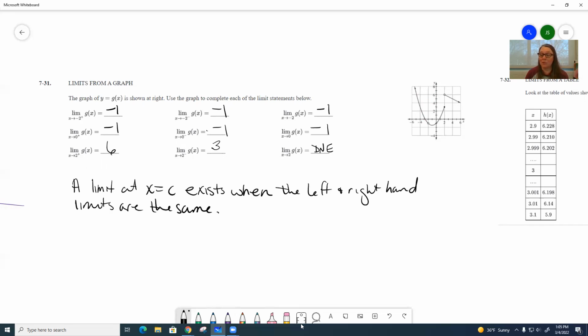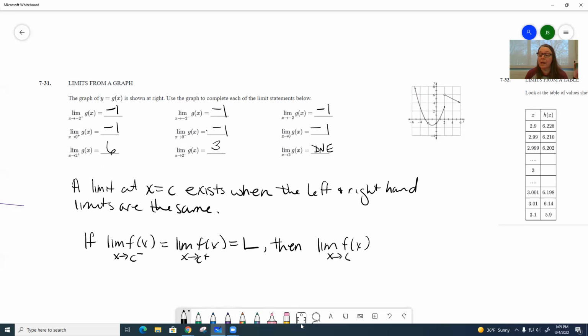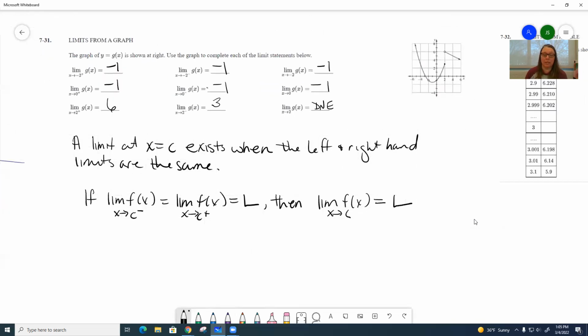Now, mathematicians do not like to write all these sentences, so what they do instead is they write it algebraically. So they say something like, if the limit of f of x as x approaches c from the left equals the limit of f of x as x approaches c from the right, if they're the same and they equal some number L, then the limit of f of x as x just approaches c is equal to that number L. Okay, so that would be like a formal way to describe if a limit exists.